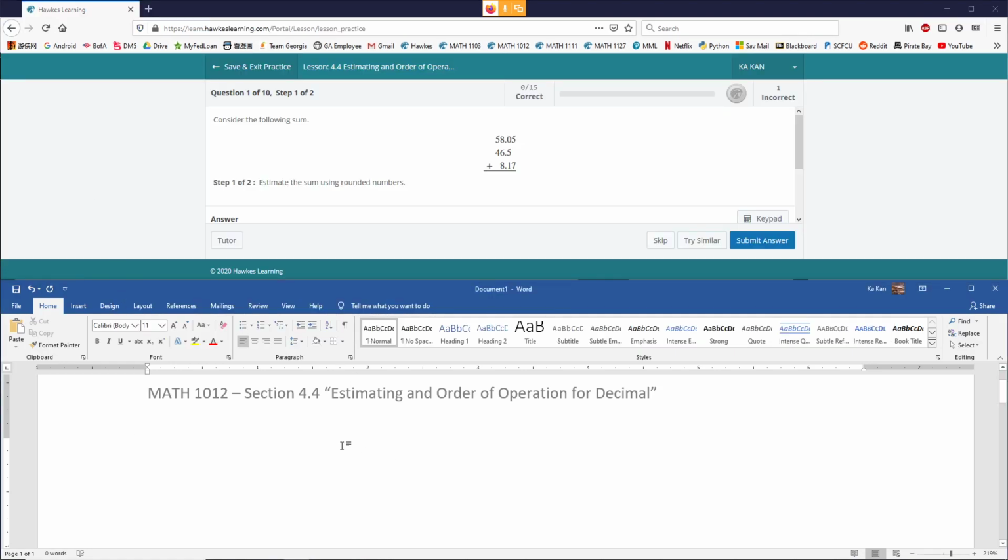So this is Math 1012, Foundation of Mathematics, Session 4.4, Estimating and Order of Operation for Decimal Numbers. This session is fairly easy. You just gotta be very careful with how they want you to estimate numbers. So let me just go through some homework problems.